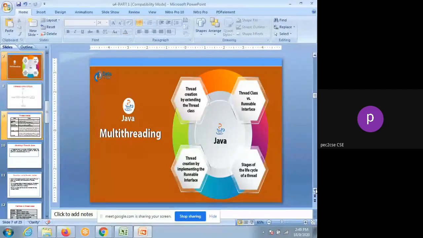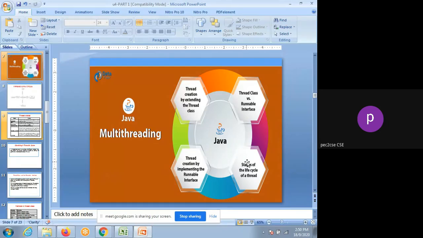Okay. So we are going to see multi-threading in Java. Java supports multi-threading, so as a programmer, you can do multi-thread programming by using the Java language. What we are going to see now are the stages of the life cycle of a thread, and how to create a thread. A thread can be created by implementing the Runnable interface, or by extending the Thread class. And we are going to see what the Thread class is and what the Runnable interface is. First we are going to see the life cycle of a thread.